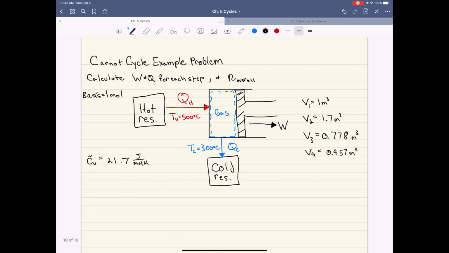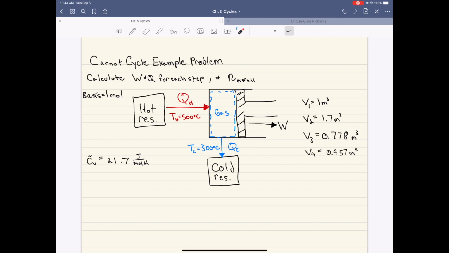For this problem, it asks us to calculate the work and the heat that are required for each step of the Carnot cycle. And then at the end, we also want to calculate what the overall efficiency of the process is. Efficiency is just the work that you get out divided by the heat that you put in.